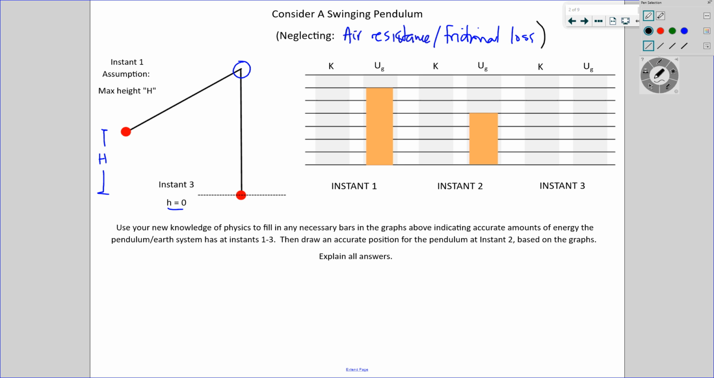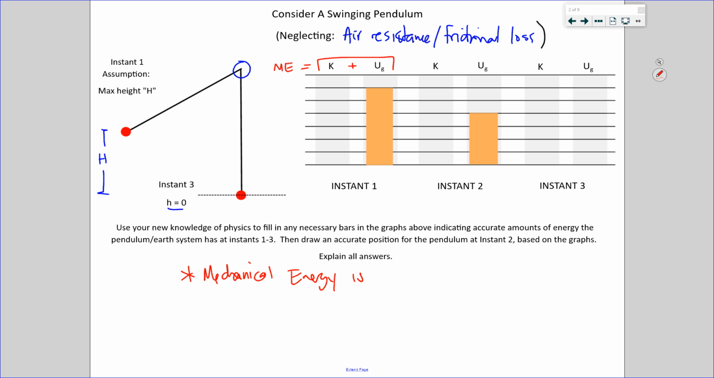We know, but when I say we, I mean my students. My students have done a lab where we looked at these energies. We looked at different amounts of energy that a pendulum had at different instants as it swings, and we came up with the fact that mechanical energy, which is the sum of kinetic and gravitational energies, is constant. Mechanical energy is conserved. All right, that's going to be an answer down here. Well, mechanical energy is conserved.